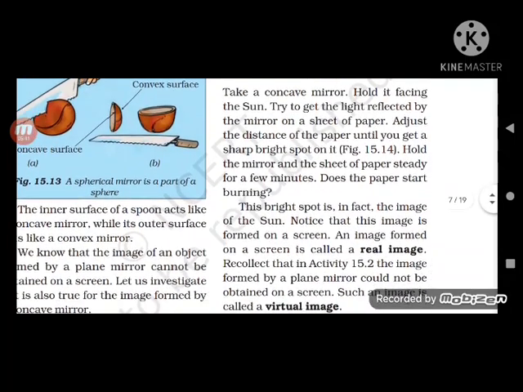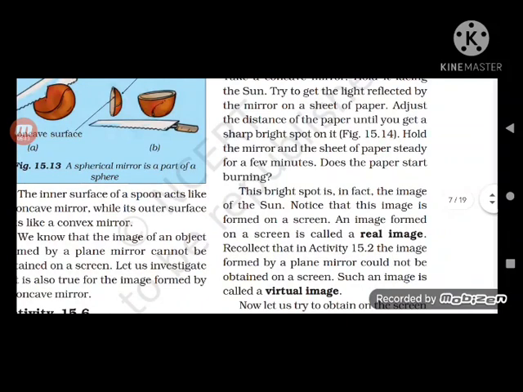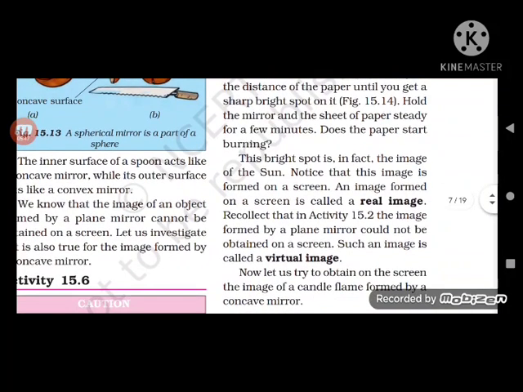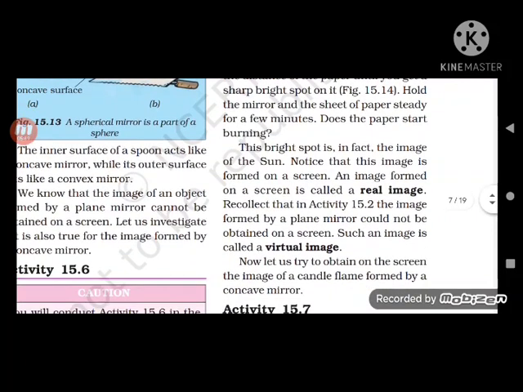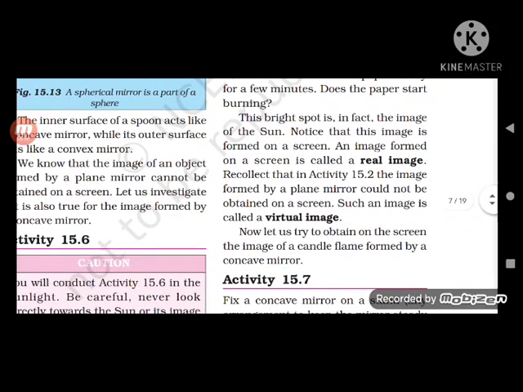Hold the mirror and the sheet of paper steady for a few minutes. Does the paper start burning? So the bright spot is in fact the image of the sun. Notice that an image formed on a screen is called a real image. मतलब जो भी इमेज हम स्क्रीन पे ले सकते हैं उसको बोलते हैं रियल इमेज.